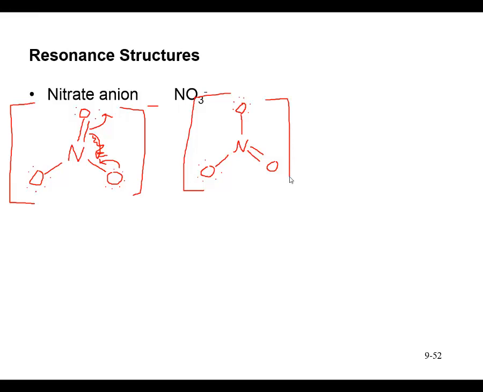So here's my second Lewis structure. I should have 2 lone pairs on that oxygen. So there's 2 of my resonance forms. The third would have a double bond in this position.